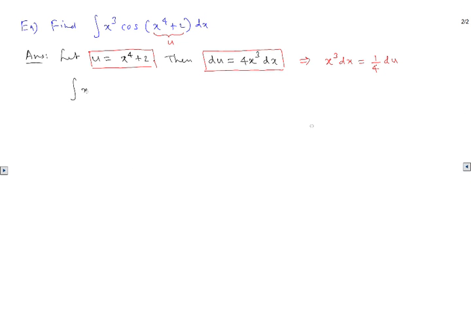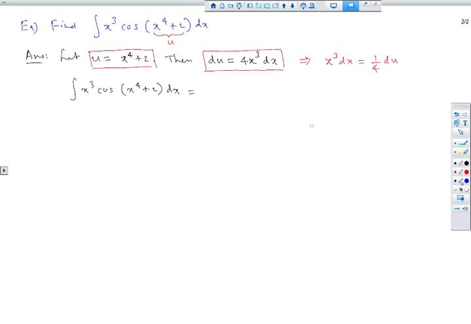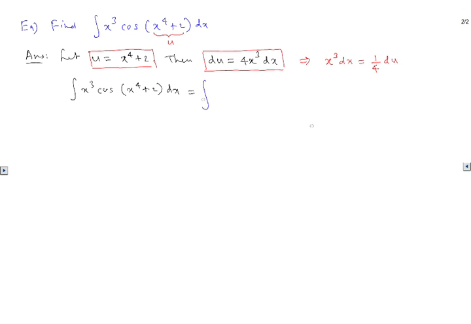So what's going to happen? x cubed cosine of (x to the 4th plus 2) dx equals, after the substitutions, cosine of x to the 4th plus 2, which is u, so it becomes cosine u. And then you're going to combine these two: that is 1/4 du. So you're going to get 1/4 du.